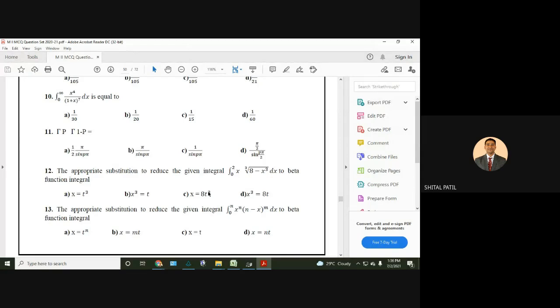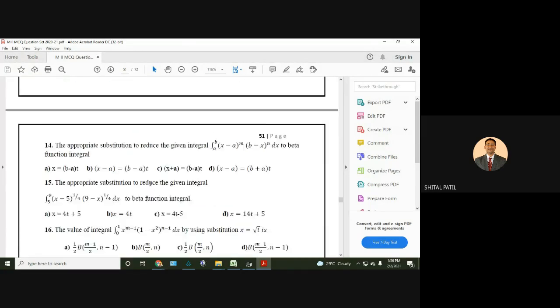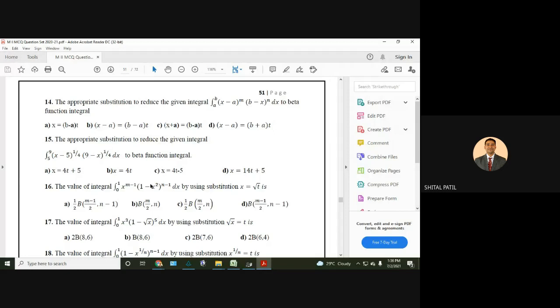Understand that. Question number 14, the appropriate substitution. What is the substitution here? T equal to x minus a divided by b minus a. So B option is correct. T equal to x minus a divided by b minus a. Hope you remember it. Yes, sir. You have to remember it.